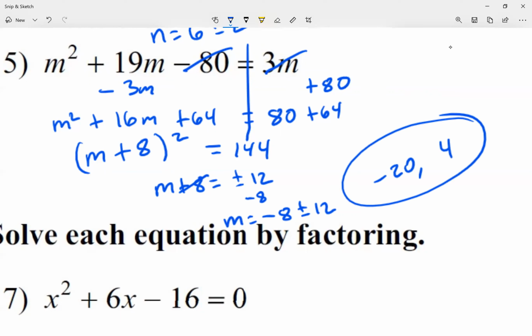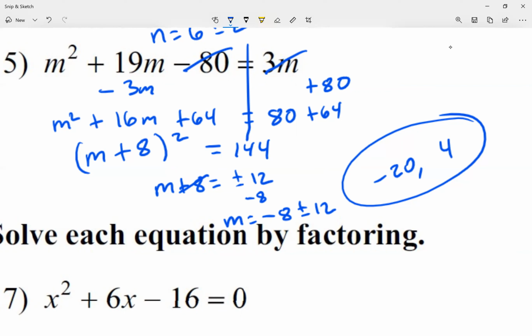Again, what does the answer mean? The values of the letter that make the statement true. Plug in -20 for m on the original question, you're going to notice how you get a true statement. Plug in 4 for m, and you're going to notice you get a true statement. Plug in anything else, and you're going to get a false statement. What I mean with a true statement is you get something like 5 is equal to 5. Right? That's a true statement. What I mean with a false statement is something like 3 is equal to 5. Right? That's a false statement.